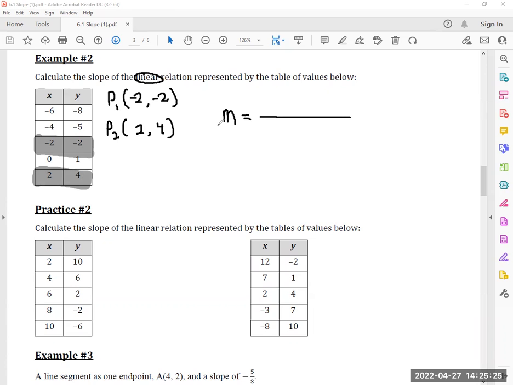As you can see, I've been saying this for quite a while because I have multiple grade math classes. X is on the bottom, Y is on the top. Minus, minus. So the point -2, -2 comes from the first point right here. The 2 and the 4 come from the second point right there.